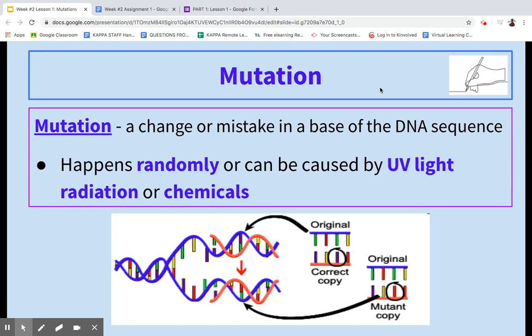Okay, so a mutation is a change or mistake in a base of the DNA sequence. This can happen randomly or can be caused by external factors like UV light radiation or chemicals. Pause the video now to write down this definition.